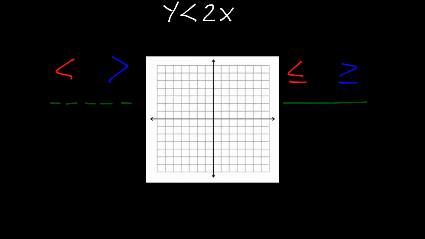For our final example here, we have y is less than 2x. Now, I do not have a y-intercept, so really this is the same as plus 0 for our graphing purposes. So our y-intercept is at the origin. It is right there.